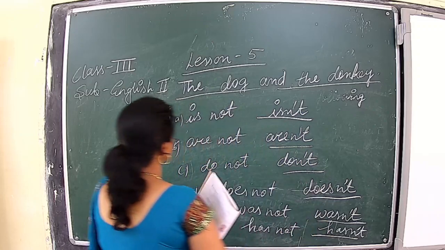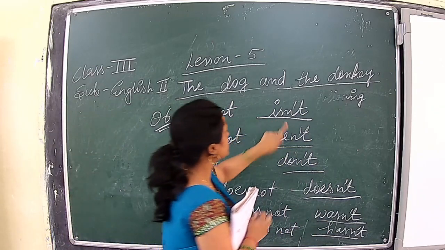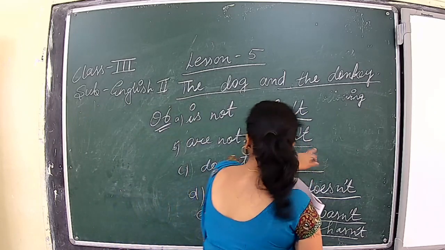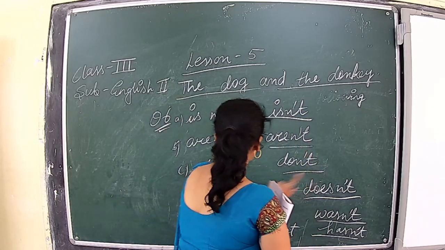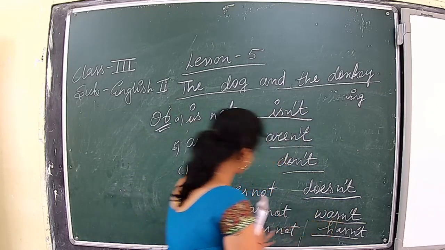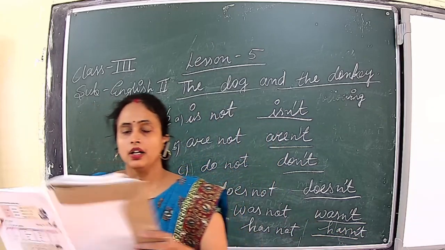So these are the short forms. Like this you have to write: is not, isn't. Are not, aren't. Do not, don't. Does not, doesn't. Was not, wasn't. And has not, hasn't. Like this you have to do it. Okay?